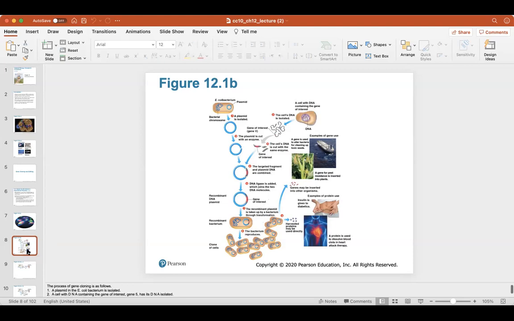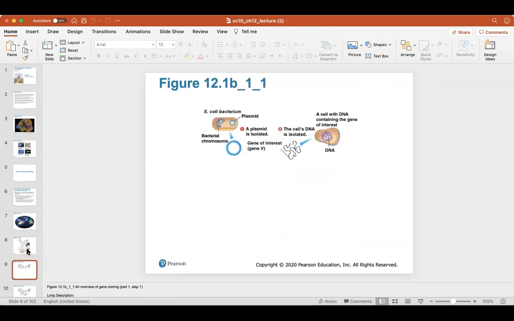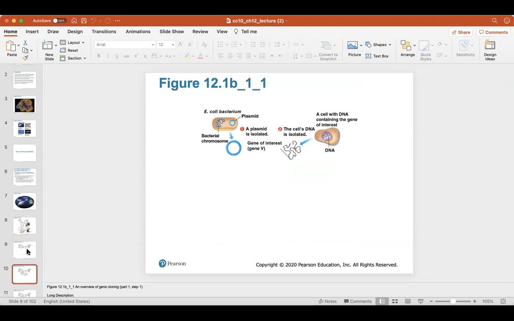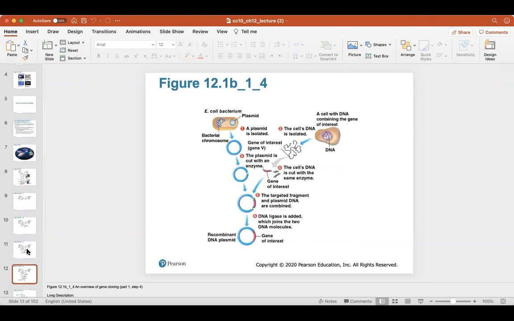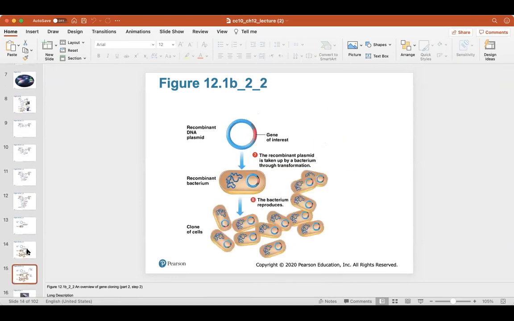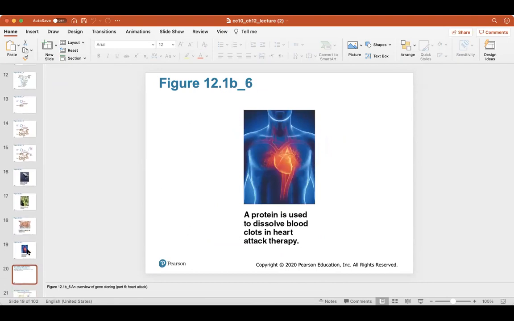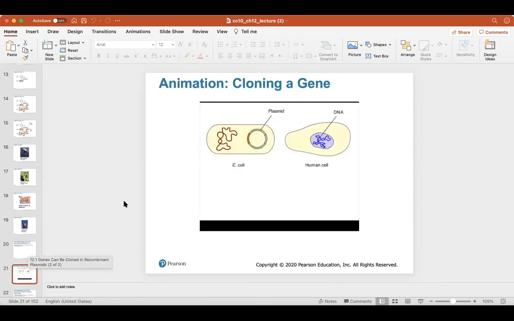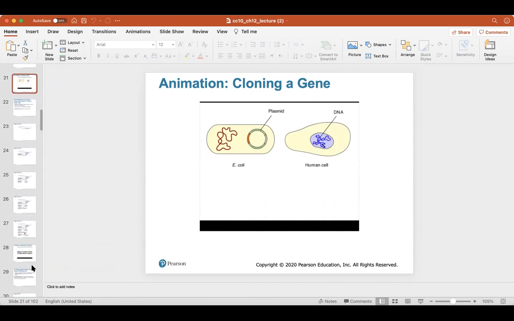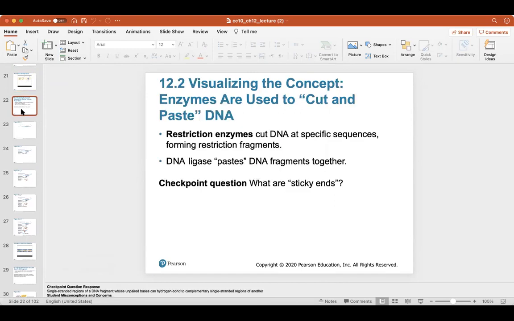The following slides take you through each step individually of how, for example, gene cloning works. So I would encourage you guys to go through these slides one at a time to go through that process on your own. All right. So here's a great animation as well that shows the cloning of a gene. And especially for this chapter, because it is so long, the animations will provide a really good summary of the cloning of a gene, as well as other things that we'll go over.